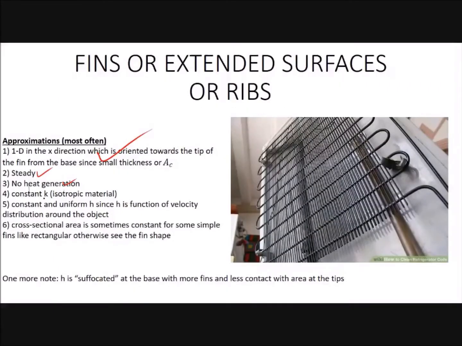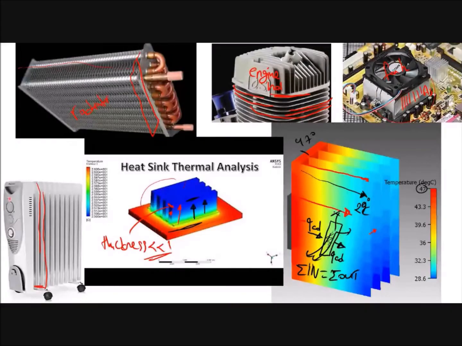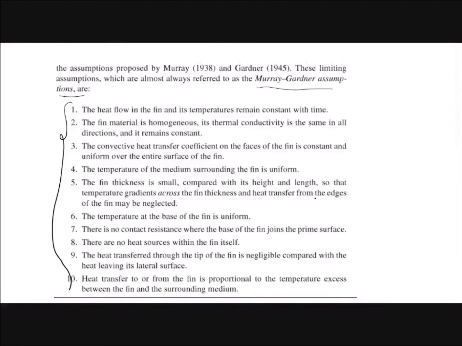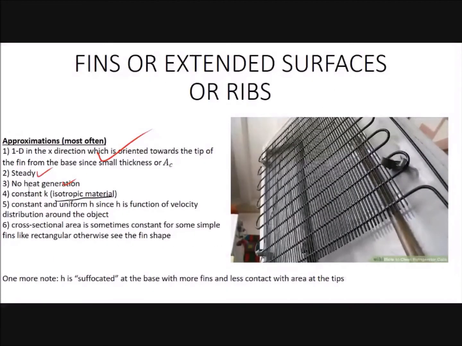And constant k means that the k value is independent of the direction. Say that you have a k value of 15. If you go in that direction, it is also 15. If you go in that direction, it's also 15. If you go in that direction, it's also 15. Therefore, the atomic structure of the material doesn't affect the value of k. k is constant in all directions. In other words, it is an isotropic material.